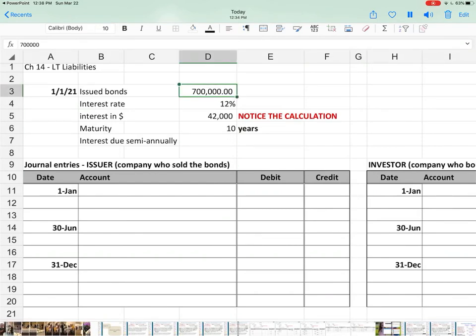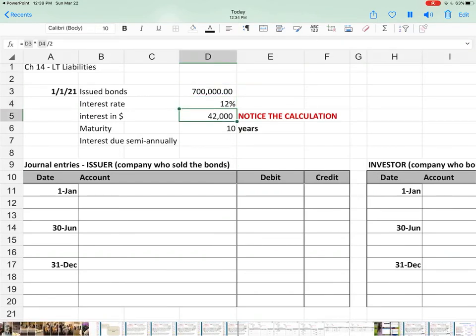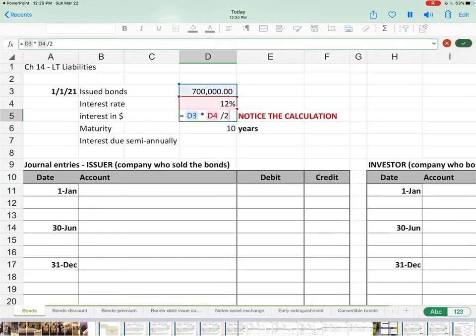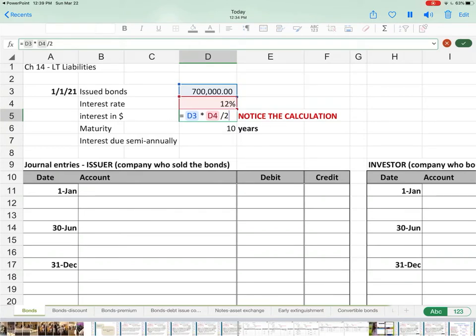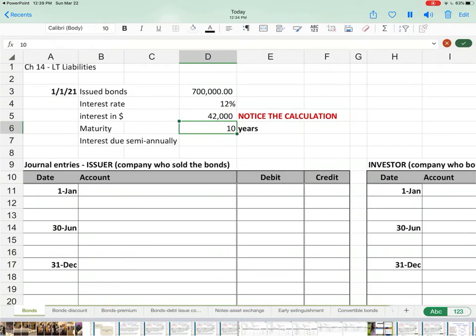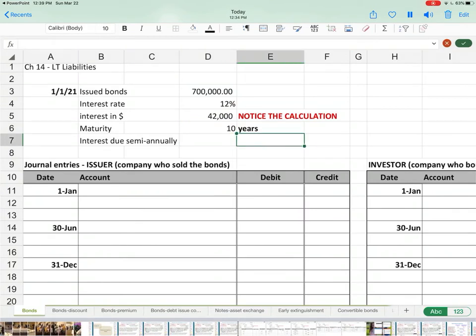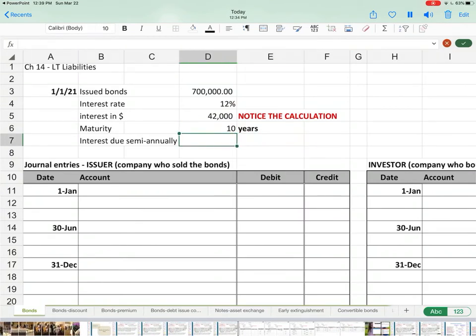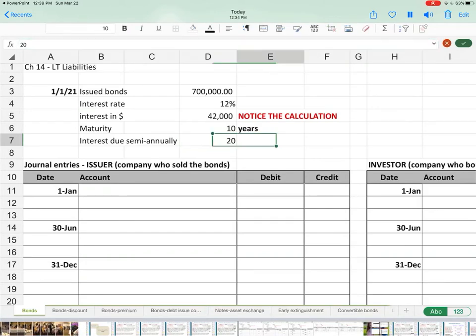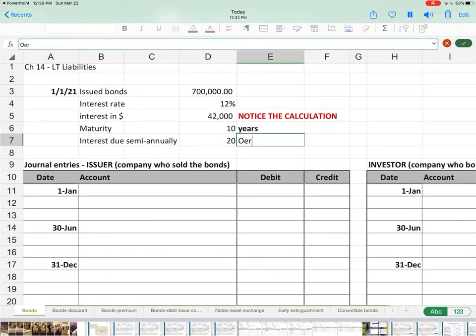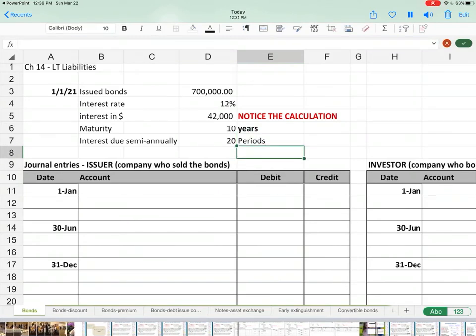So you can see again at the top of our Excel spreadsheet all of our information. Notice the calculation of interest payments. We take the face amount times the stated interest rate and we divide that by 2 because these are semi-annual interest periods. Our maturity period is 10 years, and we know that that means it's 20 periods because interest is due semi-annually. So 20 periods is taking into consideration those interest payments.